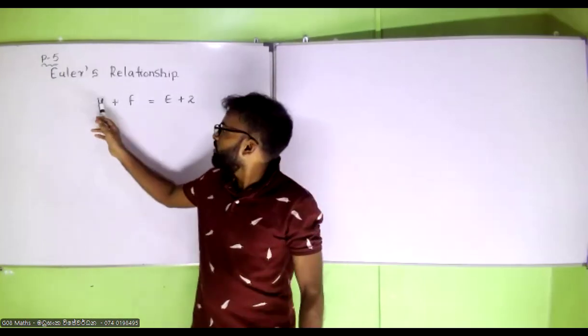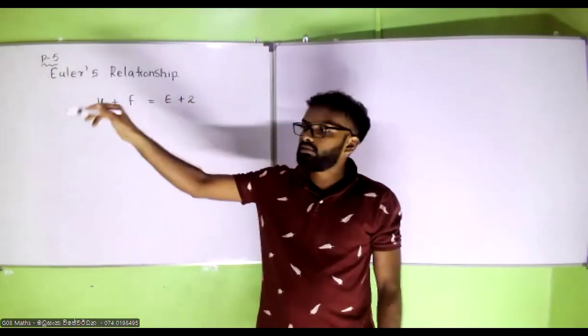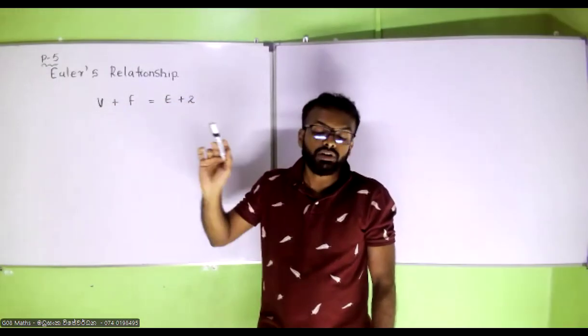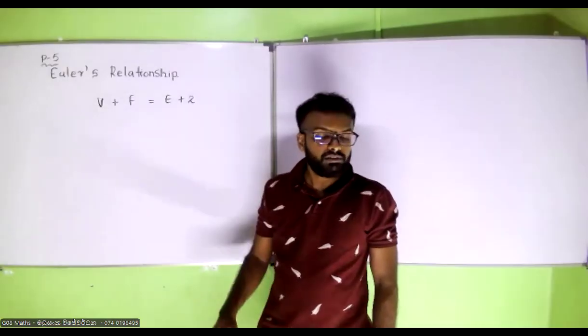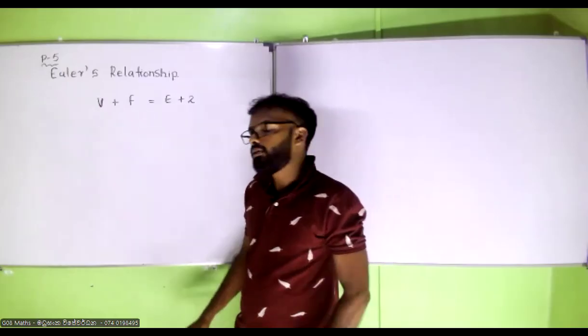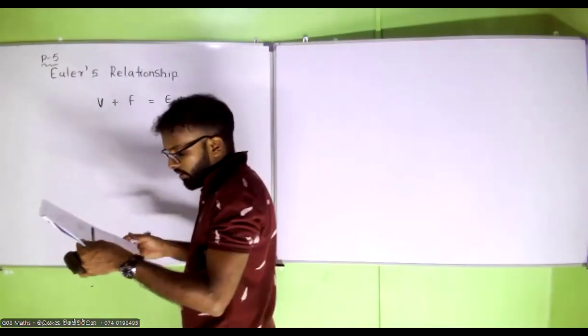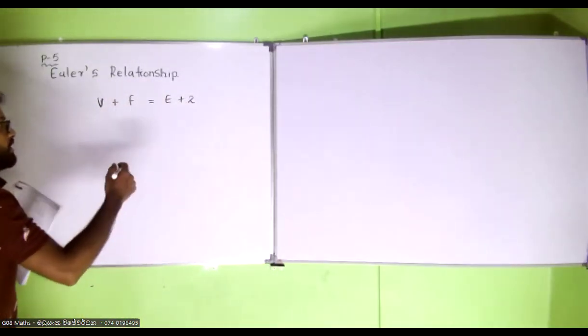Show that Euler's relationship is satisfied for the solid icosahedron. Prove that. Show that. A question can come like that. Right, so let's fill the table. I will draw the table here.